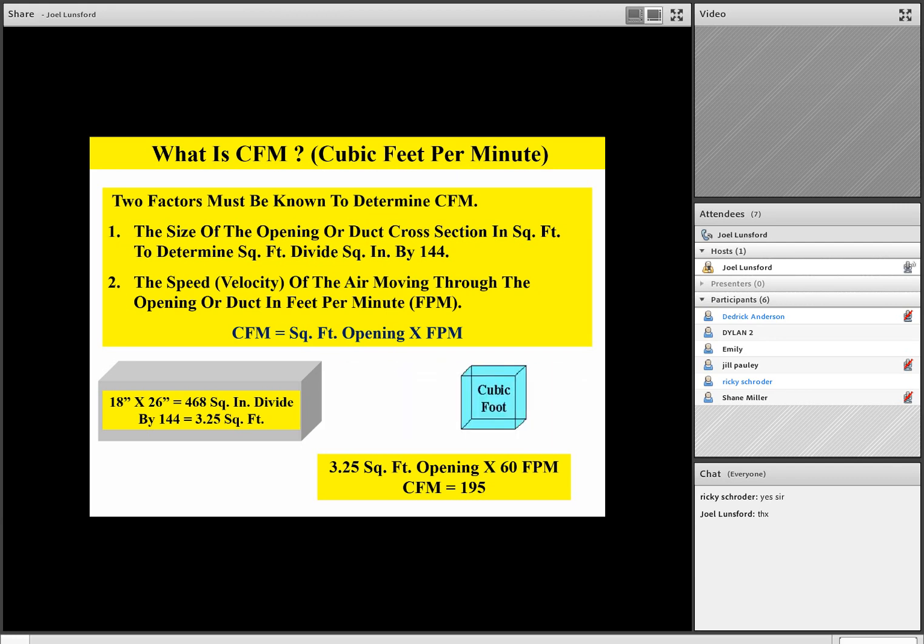So 3.25 square foot opening of the duct, we multiply that times 60 feet per minute velocity, and our CFM, if you take your calculator and multiply 3.25 times 60, that will give us, in our example, a CFM of 195. Any questions or comments on that so far?